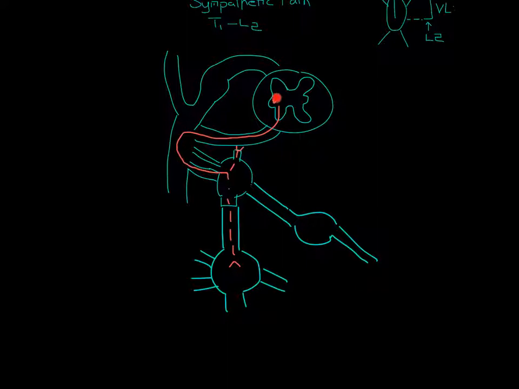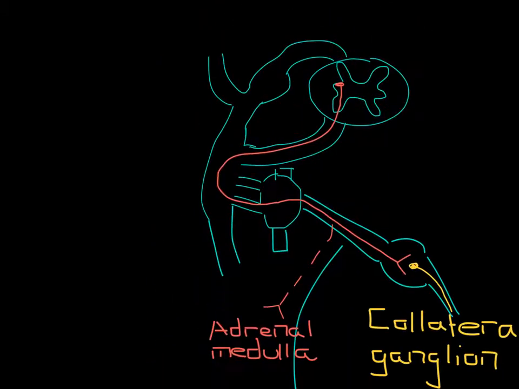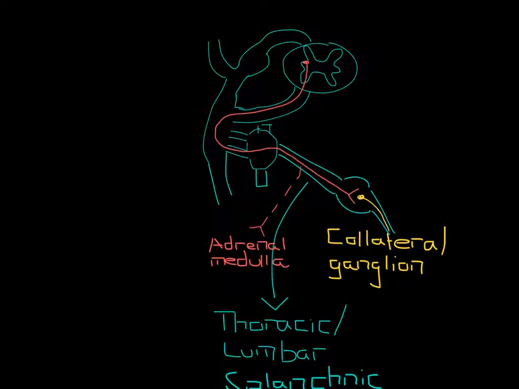But the biggest concept to take away is that it can go through the white ramus communicans and use the sympathetic trunk as an elevator. So it can go down to a lower spinal level, or it can go up to a higher spinal level. Okay, so the final pathway is this. You can have your sympathetic fibers from T1 to L2 in your intermediolateral cell column. It'll go down the ventral root and then go through the white ramus communicans, right?